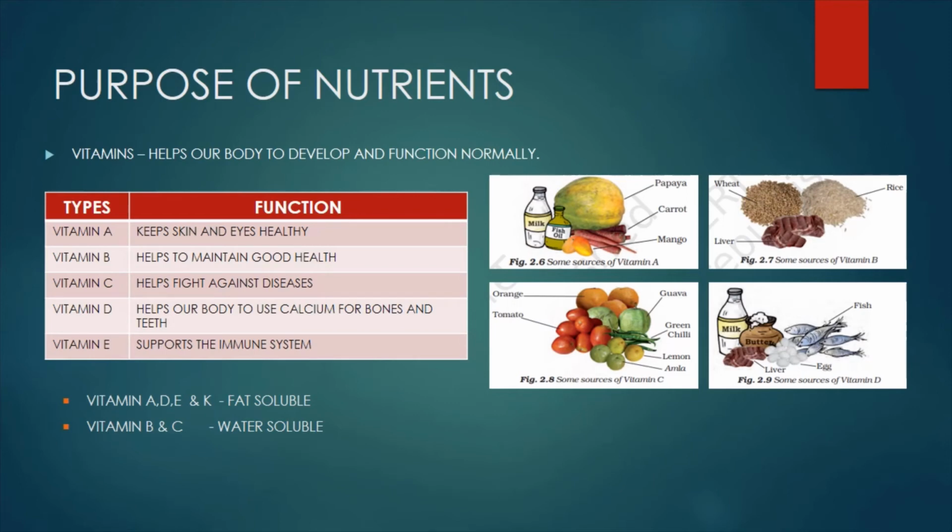But for now, let's see its major function. Vitamin B helps to maintain a good health, and its sources are rice and wheat. Third one is vitamin C. Vitamin C helps our body to fight against disease. Source of vitamin C is lemon, guava, orange, tomato.